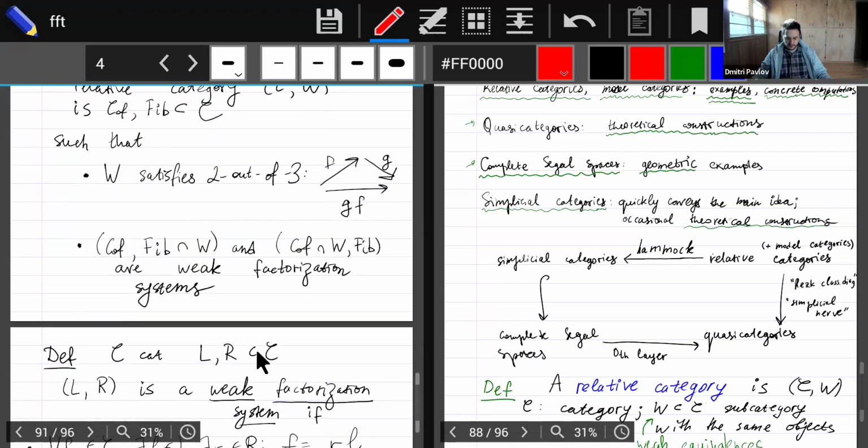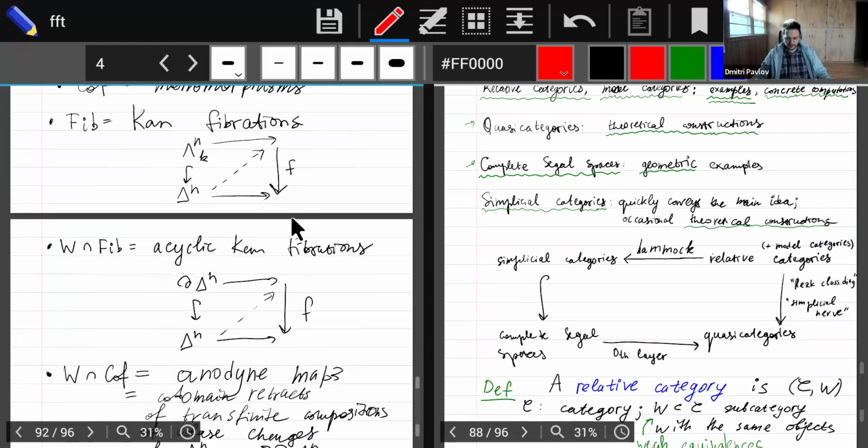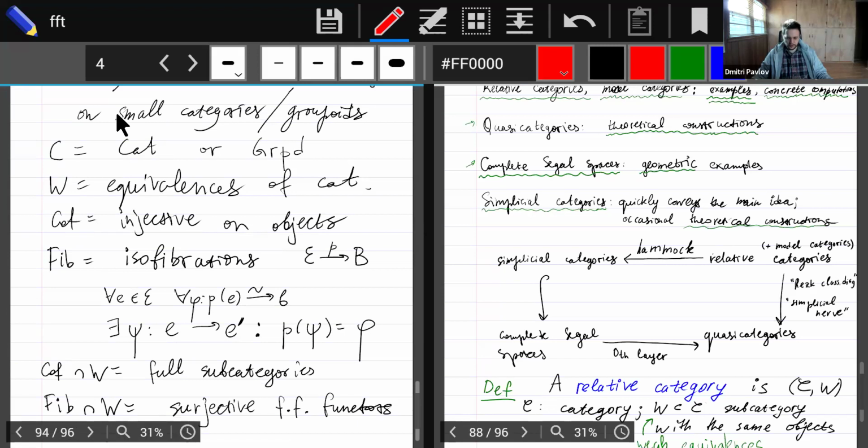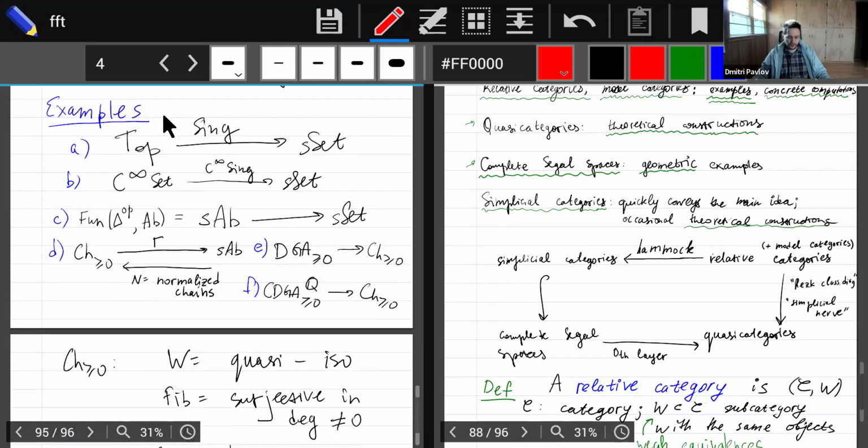For example, simplicial sets and weak equivalences, or the category of all small categories and equivalences of categories, or the category of groupoids and equivalences of groupoids, or the category of topological spaces and weak homotopy equivalences, or the category of smooth sets, which we studied closely previously, and weak equivalences that are transferred from simplicial sets using a smooth singular complex functor. Or the categories of simplicial abelian groups and chain complexes with quasi-isomorphisms, differential graded algebras and their quasi-isomorphisms, commutative differential graded algebras. So as you can see, there are plenty of practical examples.